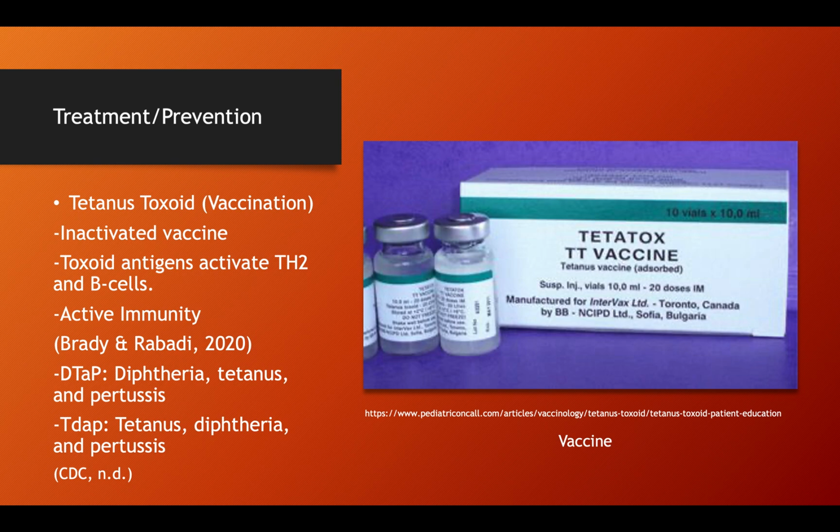And usually the tetanus vaccine is in conjunction with other vaccines, so it's combined together. So examples of this is DTaP, which you might have heard of, which includes the vaccine for diphtheria, tetanus and pertussis, or Tdap, which is tetanus, diphtheria, and pertussis together.